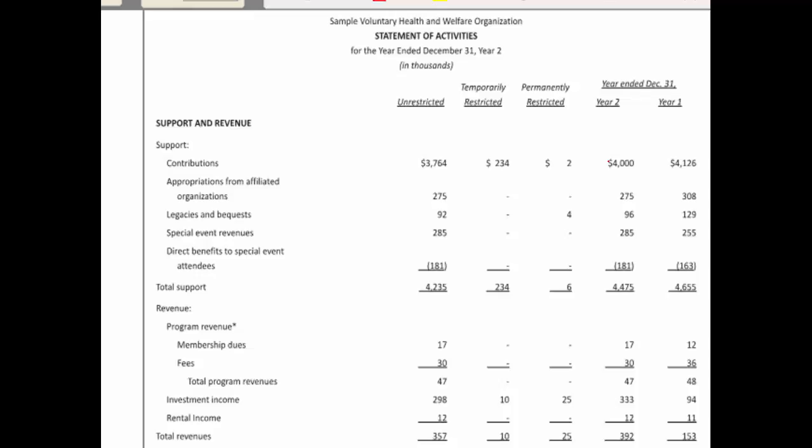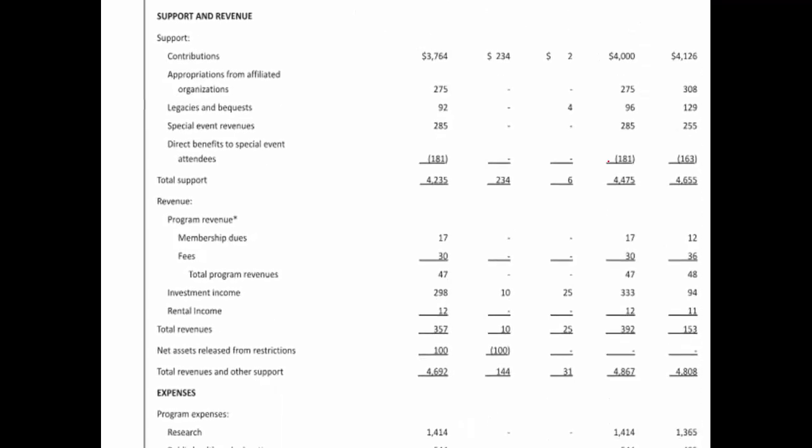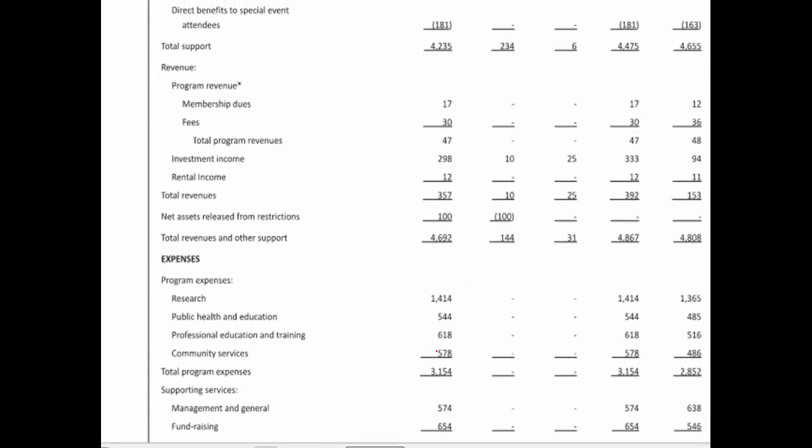Then as we satisfy those restrictions, we show the release out of the temporary restricted into unrestricted, just like we saw before. And then all expenses are by definition unrestricted. If we're spending the money, we've met the restriction, right? Now, I want you to focus on one program here. See this research? See research 1414? You see that research? See the total? They spent 1414 on research, didn't they?